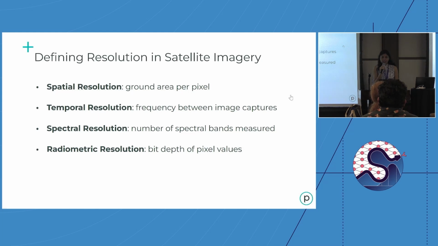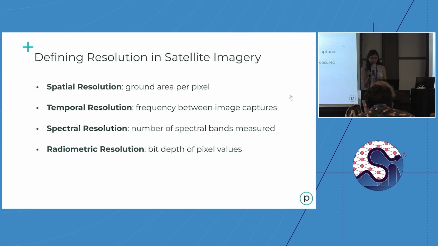There's also spectral resolution, which gets to that band concept I mentioned earlier. This is the number of spectral bands we're measuring. Most common, you have RGB and near infrared, but there might be other bands you're looking at too. And then there's also radiometric resolution. This is bit depth of pixel values. So how much information does one pixel contain?